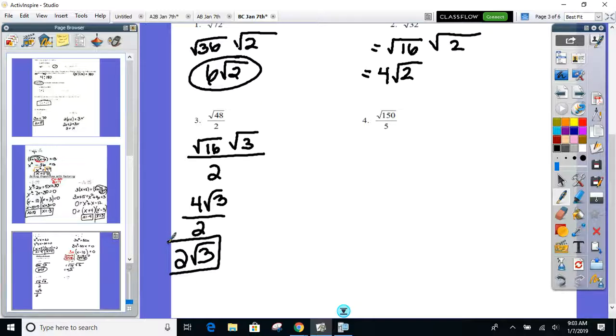All good there. And then next one, square root of 150 divided by 5. Hey, I don't know if anybody was thinking about this. You cannot divide these numbers right now. One's underneath the radical and one's not. That's a no-go. All right, they both have to be underneath the radical for you to divide them. So need somebody to break down 150 for me. Biggest perfect square that goes in evenly.